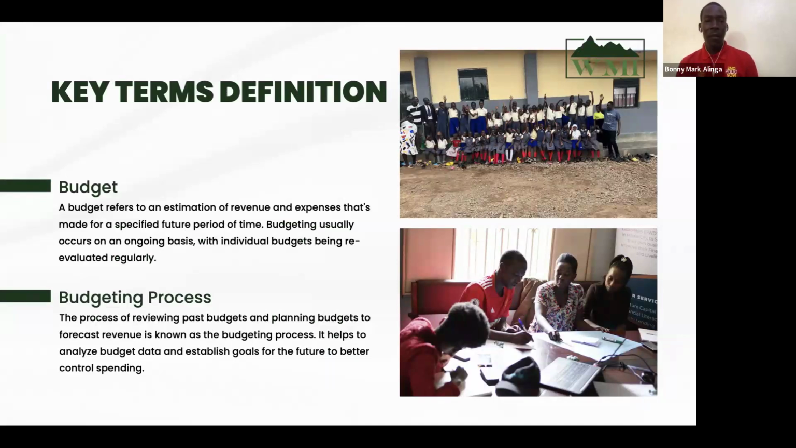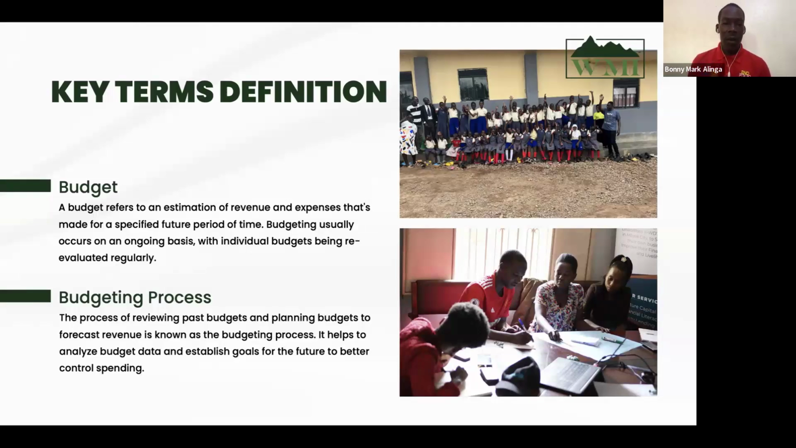So in simple terms, a budget refers to an estimation of revenue and expenses made for a specific future period of time, and that is usually an ongoing or periodic expense, and can be done with individual focus that in turn will be used to reevaluate the progress of what you're trying to accomplish.